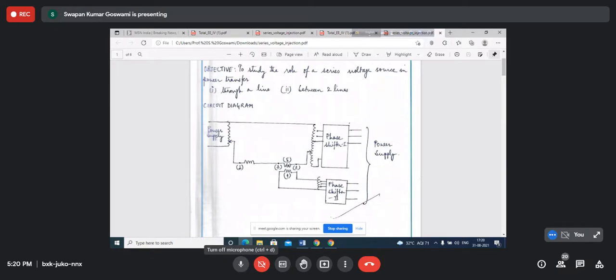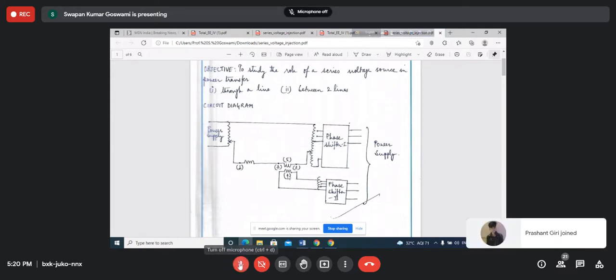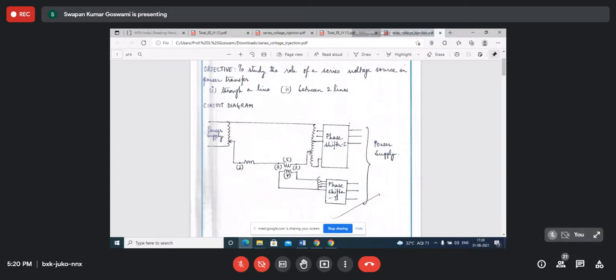What was the question? 9.6 minus 8.2, 1.4 is the loss. Okay, 1.4 is the loss in the transformer. Now, therefore, you see P4 was received by the secondary of the transformer through the series voltage injection.